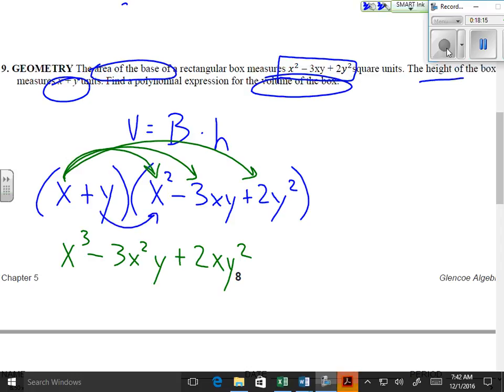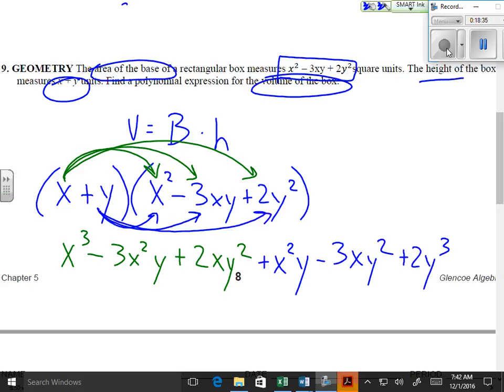That becomes x squared y, just 1x squared y. That becomes negative 3xy squared. And that becomes 2y to the third. And now when we combine our like terms, I don't have any other x cubes. I have 2 terms that are x squared y type, negative 3x squared y, and basically a 1 x squared y. That becomes a negative 2 x squared y.